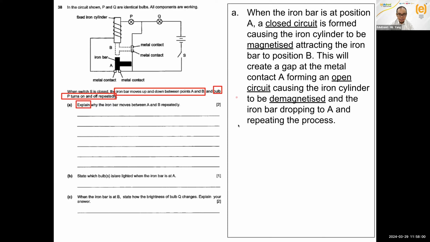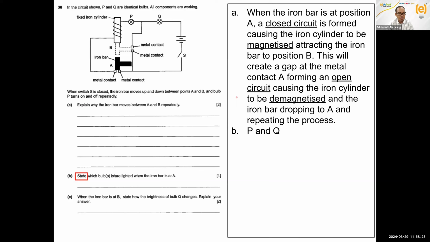Okay. Some of you say P. Many of you say P. Some of you say Q. Some of you say both P and Q. Okay, the answer is both P and Q. Both P and Q. Okay, why?